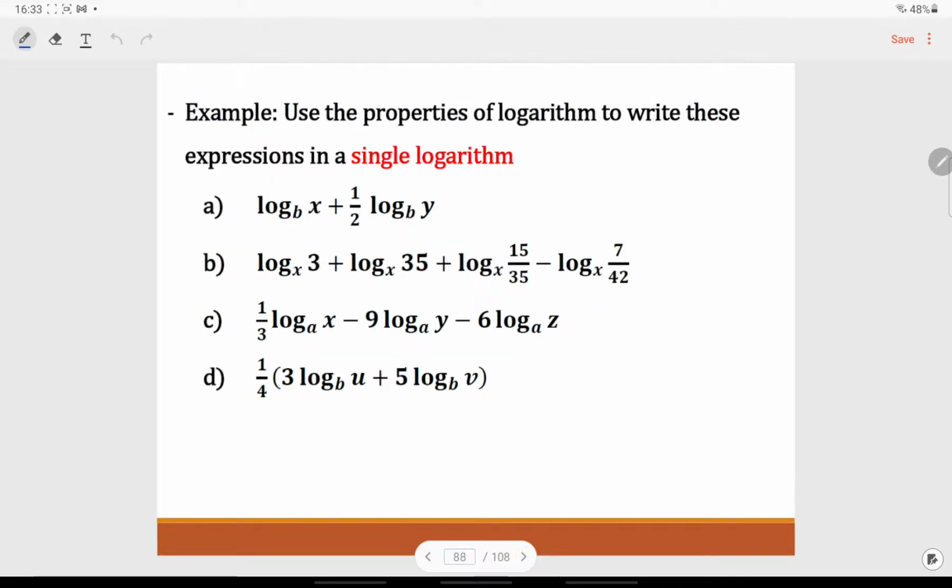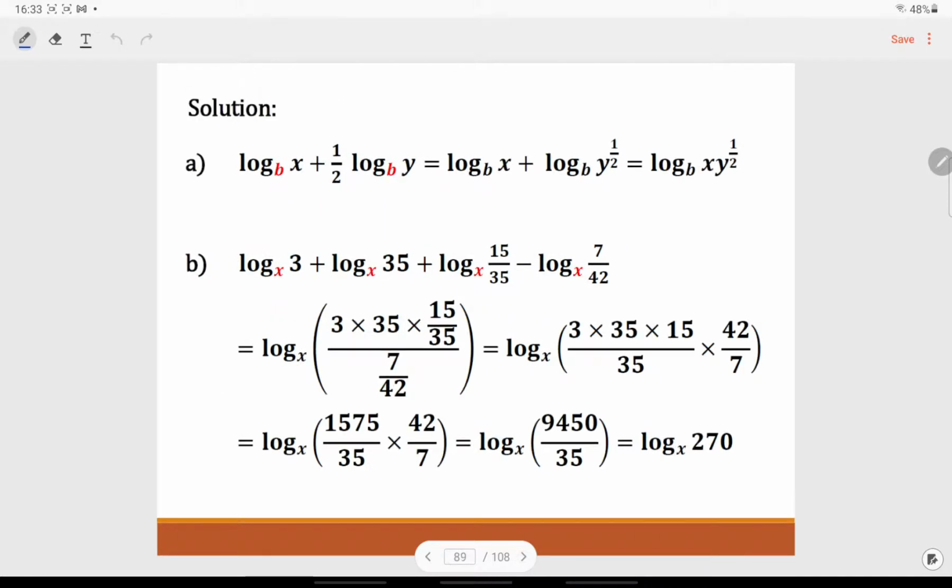Use the properties of logarithm to write these expressions in a single logarithm. In the following expressions, we have multiple logarithms, so we need to simplify, and the final answer must contain only a single logarithm. Alright, so we start with the first one. We have log x to the base b plus half log y to the base b. How to solve this problem?